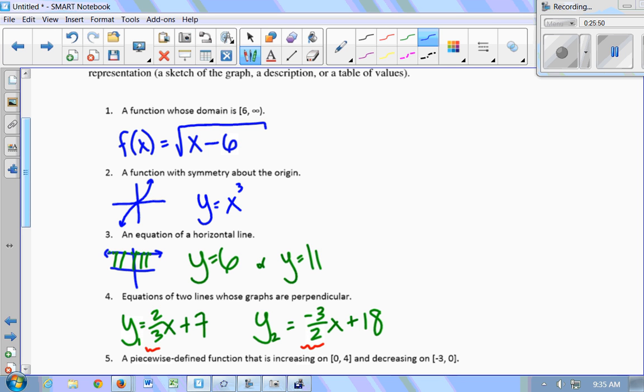Yes, a horizontal and a vertical line would also be correct. And they don't have to both be 3, right? It could be x equals anything and y equals anything. A horizontal and a vertical, no matter where they are, will be perpendicular. Good.